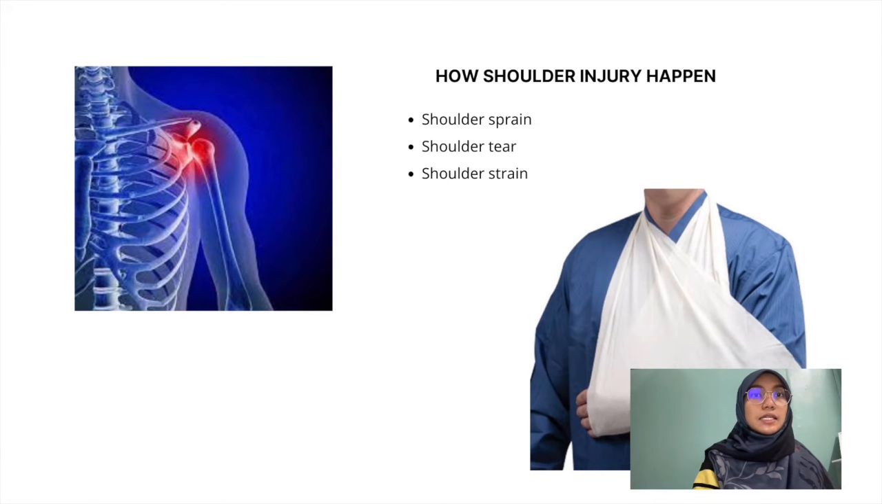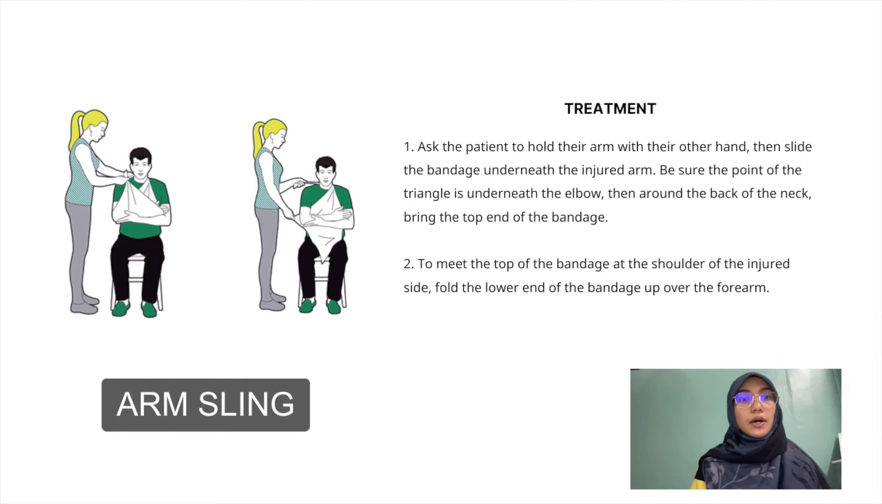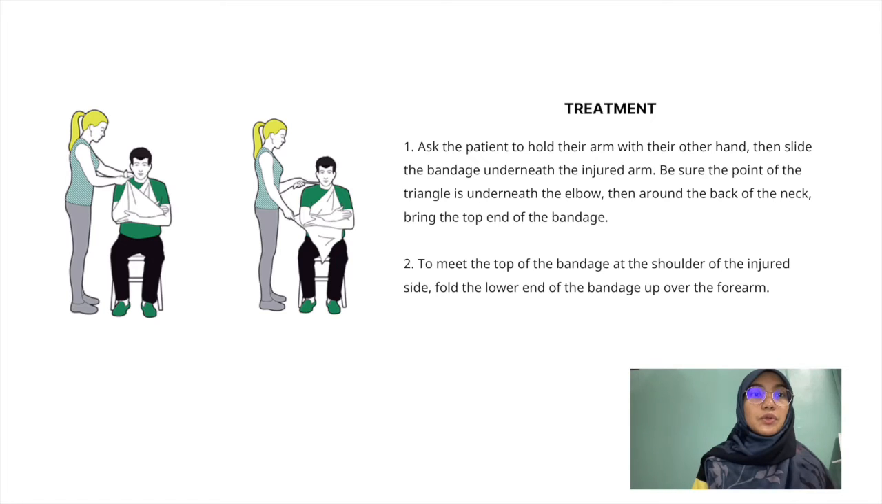that lines the glenoid. So I will be explaining how to do a treatment on the injured shoulder. You will need a triangular bandage. First, ask the patient to hold their arm with their other hand, and be sure to slide the bandage underneath the injured arm, and be sure the point of the triangle is underneath the elbow. Then around the back of the neck, bring the top end of the bandage to meet the other end at the shoulder of the injured side, and fold the lower end of the bandage up over the forearm.